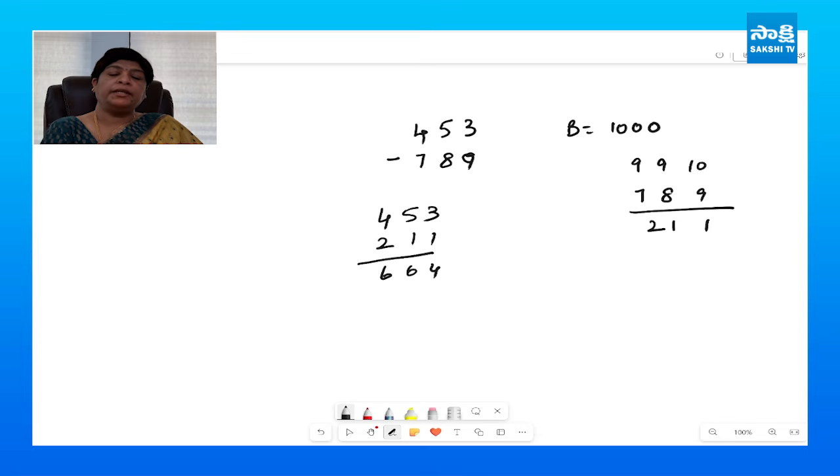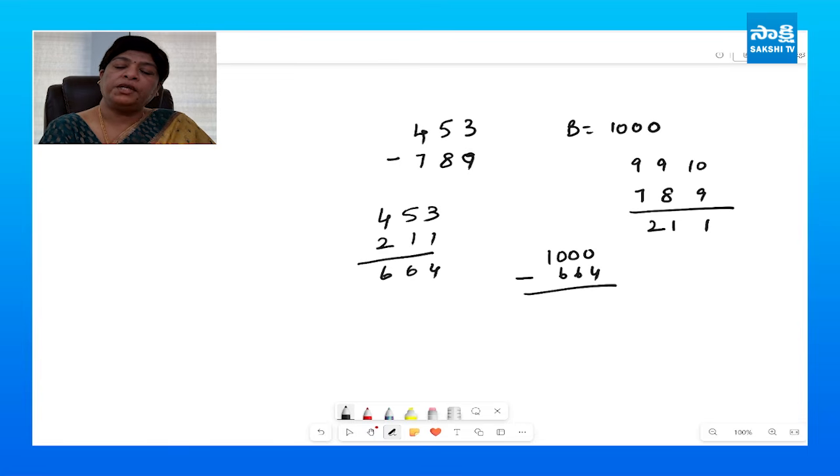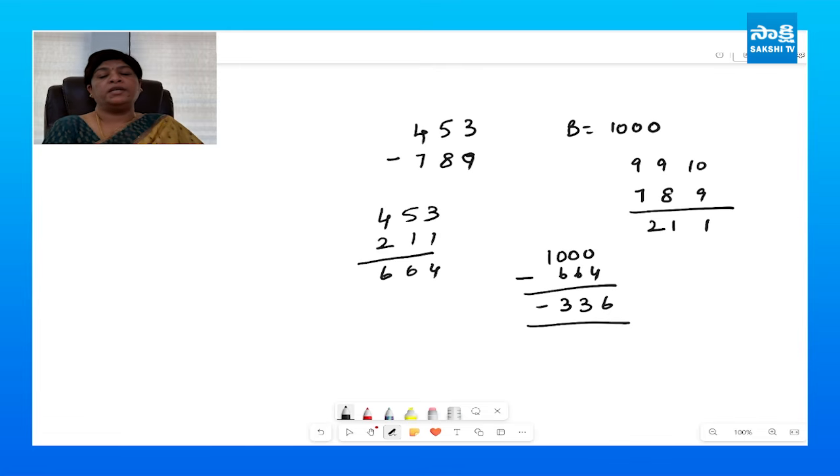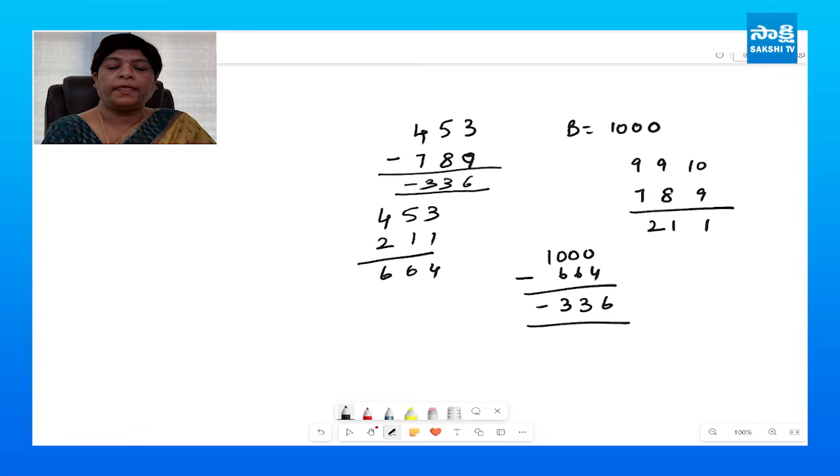Previously we were subtracting the base from the sum, but here we are going to do the opposite. We are going to subtract the sum from the base. So 1000 minus 664 gives us 336. But do not forget to assign a negative sign, because we are subtracting a bigger number from a smaller number. So just add a negative sign. So the answer to this problem would be minus 336.